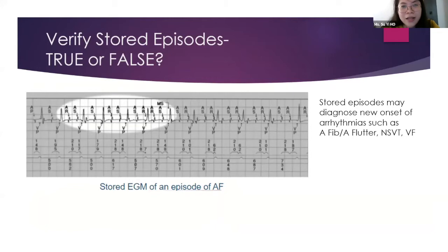So other than looking at the trend, we need to open up the EGMs that are stored, if there are any, to verify that it's an accurate episode. Sometimes the EGM will show something such as oversensing or undersensing, which highlights that there are other issues with the lead, such as probably lead fracture.